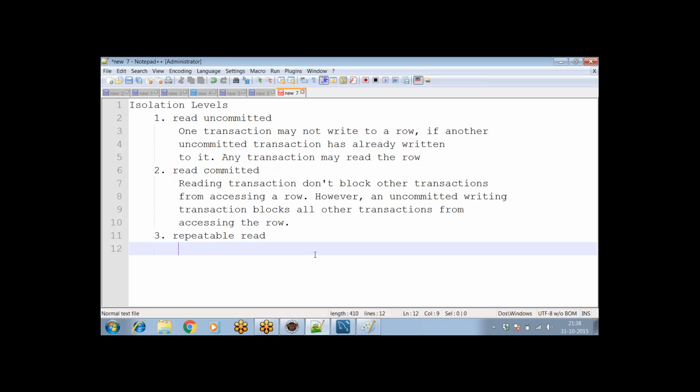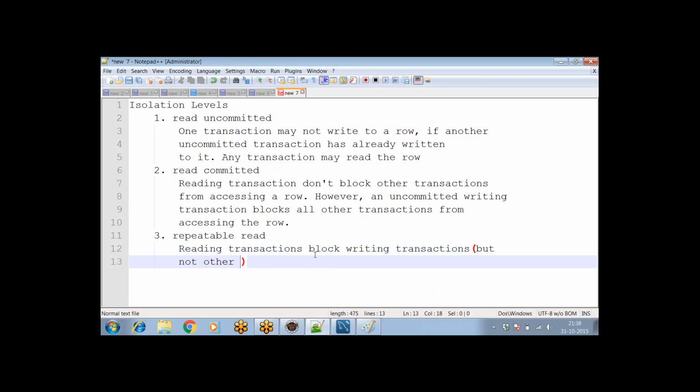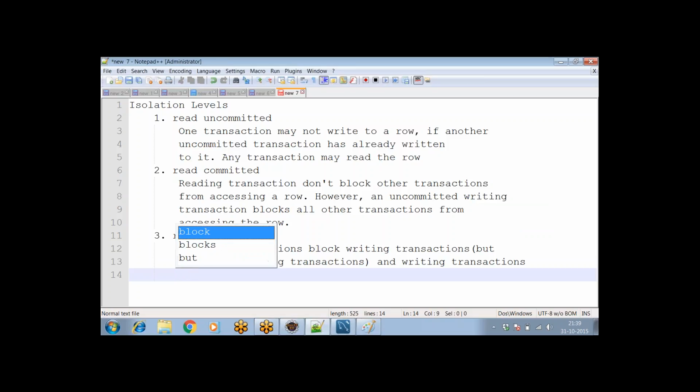In this case, what happens is reading transactions block writing transactions, but not other reading transactions. And writing transactions block all other transactions. So a reading transaction blocks a writing transaction.